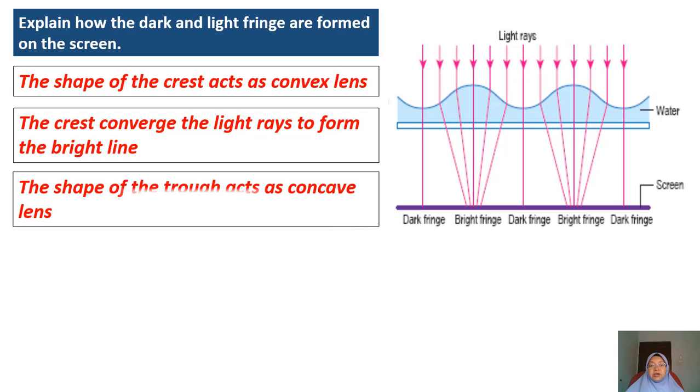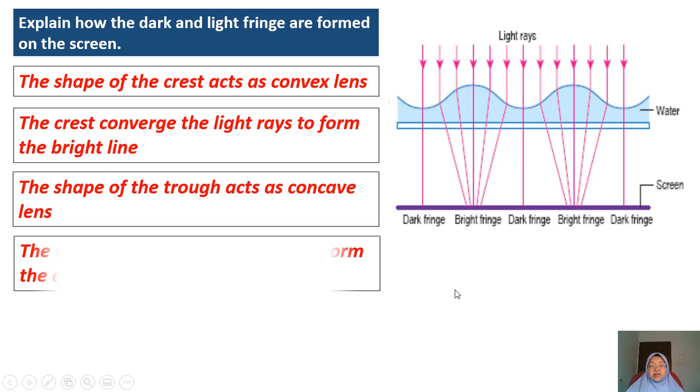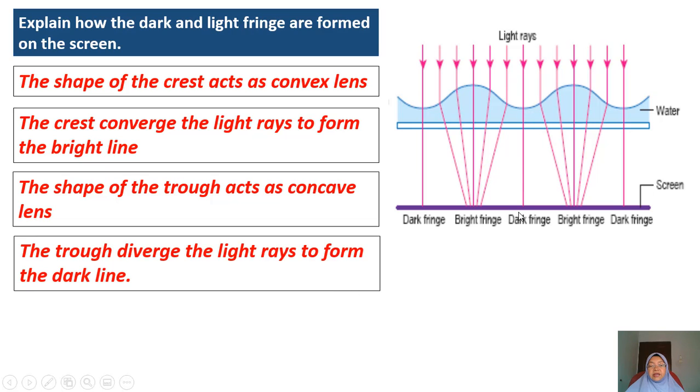Next, the shape of the trough acts as a concave lens, which diverges the light and will form a dark line here. So it will alternate bright, dark, and so on.